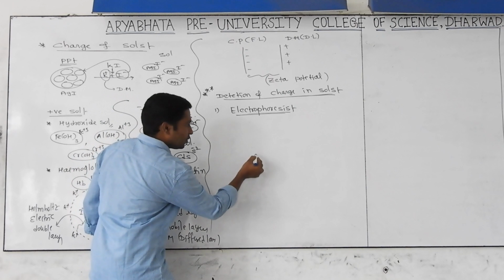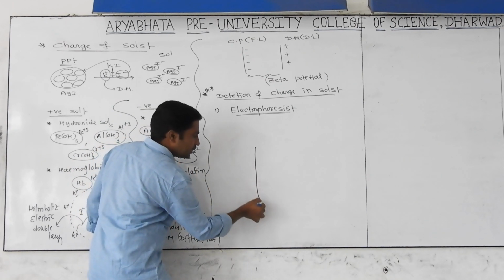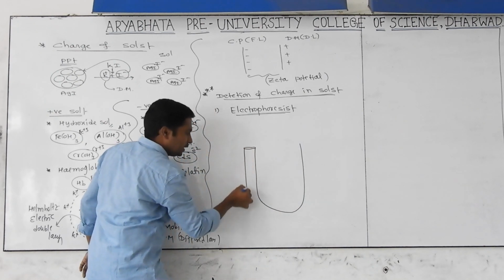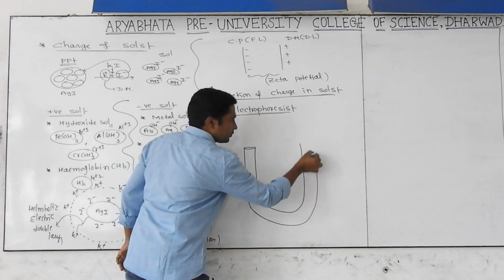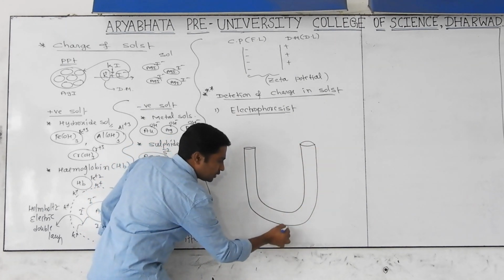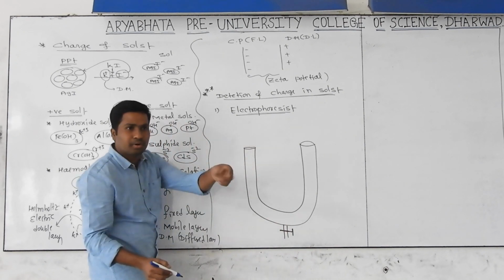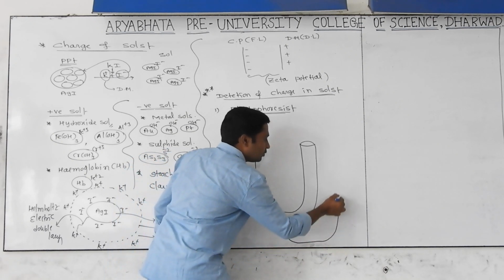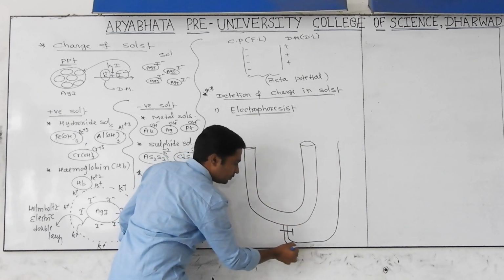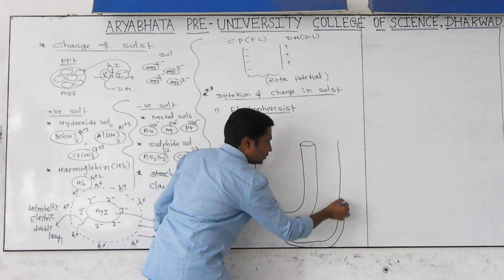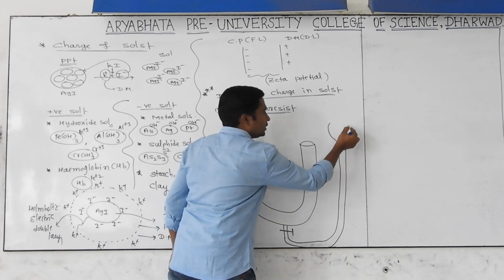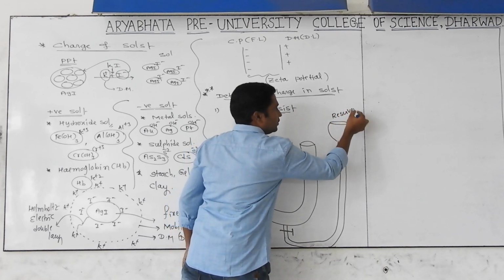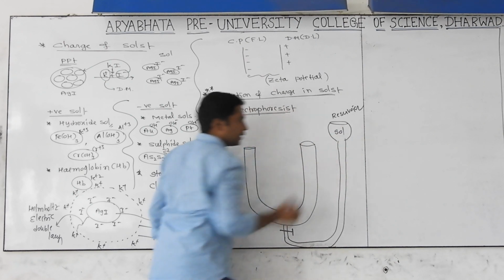Very simple. First of all, I am taking one U-shaped glass tube. Observe very carefully. Here one stop cock will be there. Stop cock means like a tap for opening and closing. It will be connected through glass to the source of the sol. Here we can take the sol, which we call the reservoir. Here we are taking sol particles.